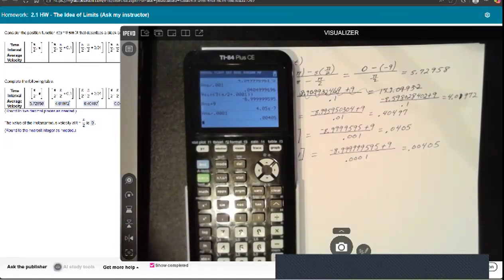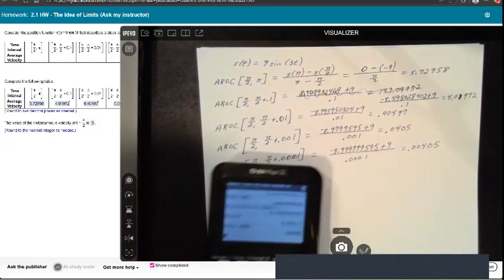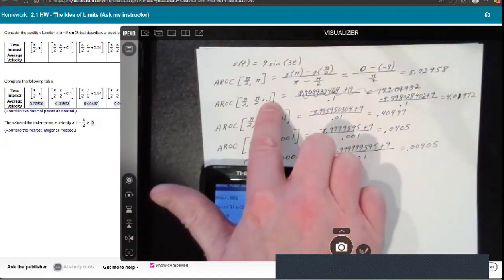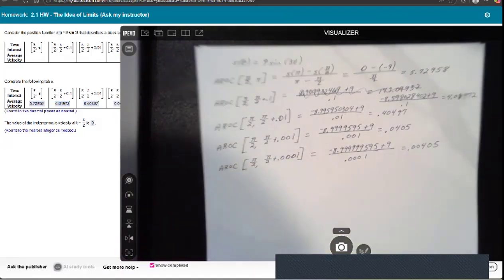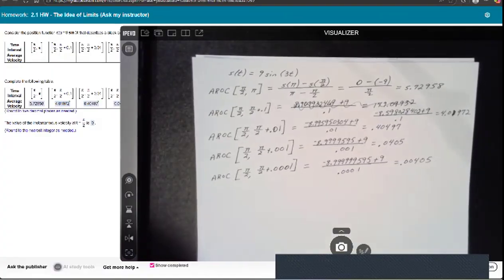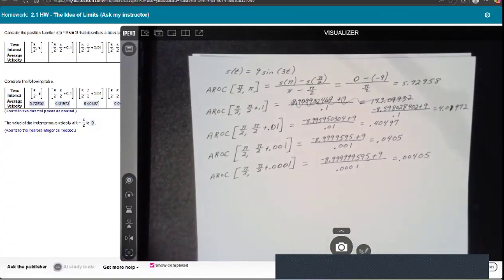All right, guys. Sorry, I made that initial slight mistake on the calculator with putting a 1 instead of a 0.1 in there. These problems can be tedious, but they do serve a purpose. They're getting you to hopefully appreciate the concept of a limit.